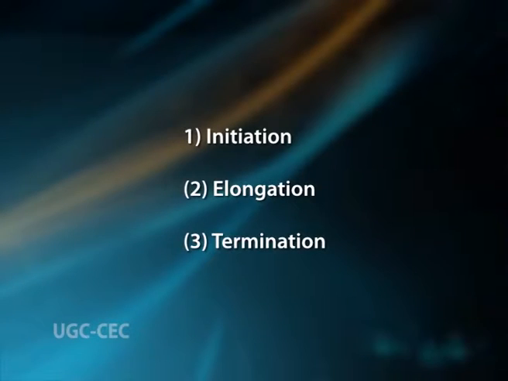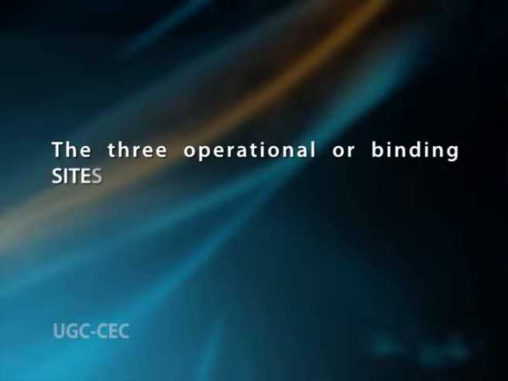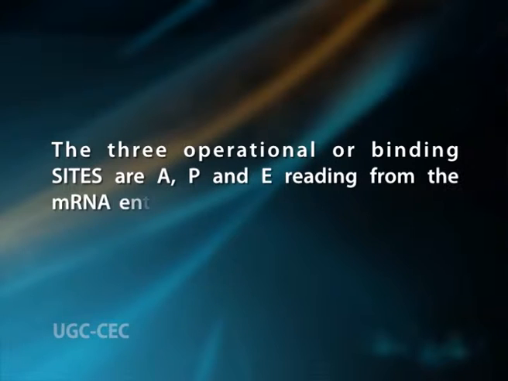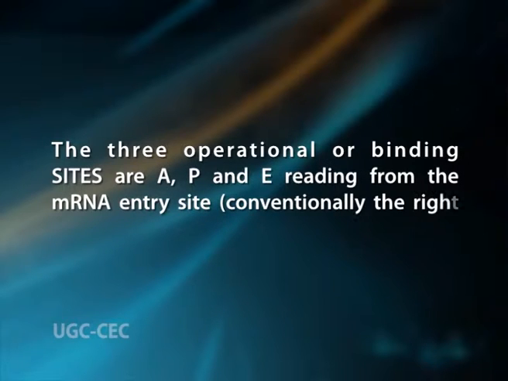In the ribosome, there are 3 stages and 3 operational sites involved in the protein production line. The 3 stages are 1. Initiation, 2. Elongation, 3. Termination. The 3 operational or binding sites are A, P and E, reading from the mRNA entry site.